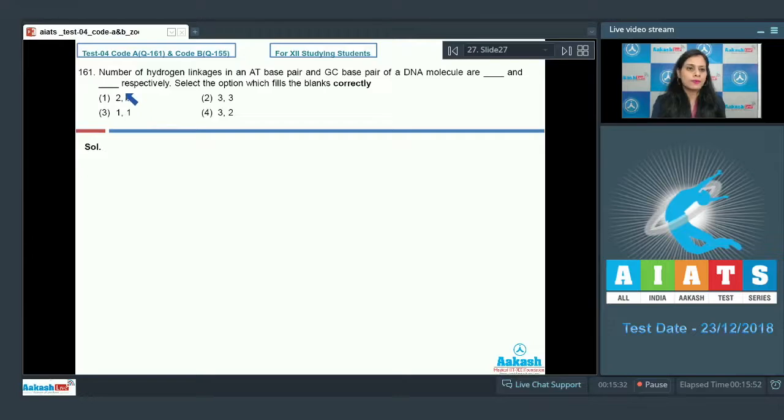Question number 161. Number of hydrogen linkages in an AT base pair and GC base pair of a DNA molecule are respectively. Select the option which fills the blanks correctly. And we know that hydrogen bonds link the purine and pyrimidines on two opposite strands. The guanine and cytosine, that is G and C, are linked through 3 hydrogen bonds. Whereas on the other hand, adenine and thymine, that is A and T, are linked to each other through 2 hydrogen bonds.